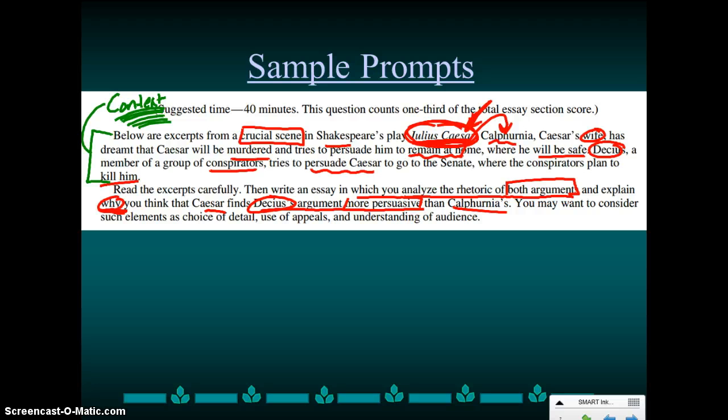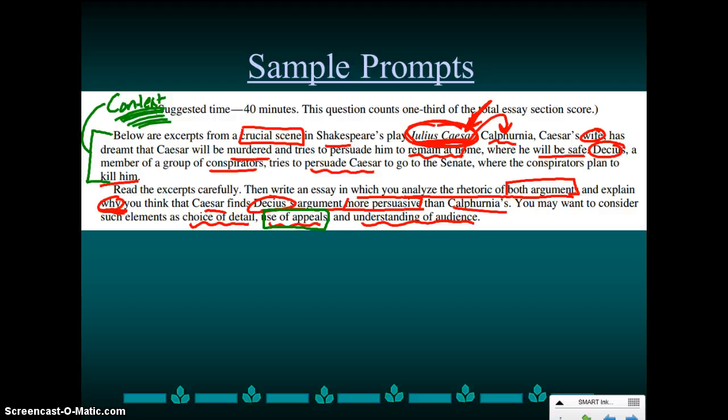And it sometimes will provide you some things to take a look at. Choice of detail, use of appeals, and understanding of an audience. Again, you should be freaking out with excitement because you know this stuff. Oh, appeals. We've talked a lot about that in class. We talked a lot about that throughout Outliers and throughout all the other essays.